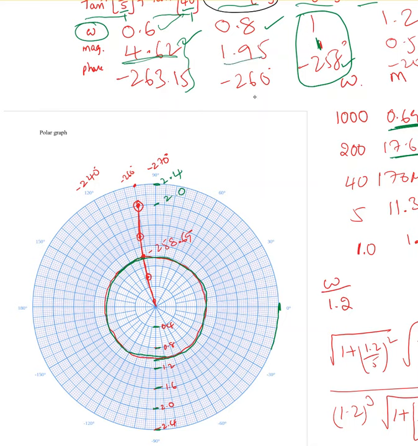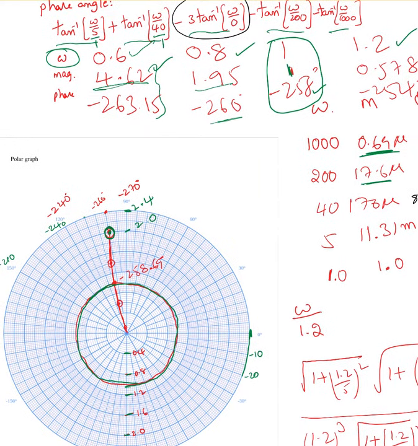I have 1.95 at an angle of minus 260. So the phase angles are given from 0: minus 10, minus 20, minus 30, minus 60, minus 90, minus 120, minus 150. I can say minus 180, minus 210, and minus 240. Okay, 250 and 260, minus 260. So 1.95, approximately 2, at an angle of minus 260 degrees. So that's my first point.